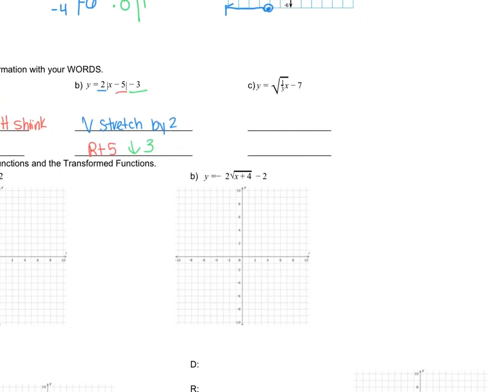For the next one, this is a horizontal stretch by 3. And then we're going down 7.